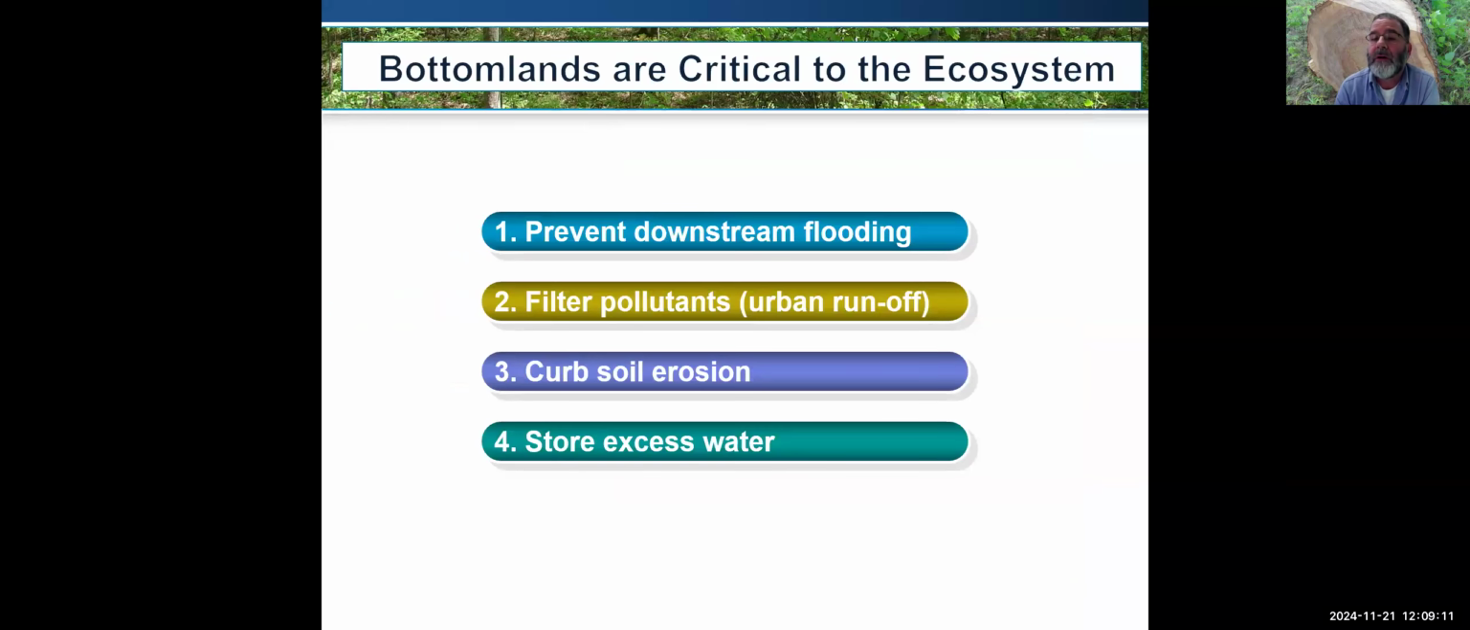Well, bottomlands, of course, are critical to all of the ecosystem and all society. A number of benefits. Of course, they prevent downstream flooding. Just the fact that the trees are there are allowing some of that water to be slowed down and absorbed. Of course, they filter pollutants. This is particularly important as you get near urban areas where we're at in Jackson. All kinds of pollutants can be found on the streets and so forth that eventually run off into these bottomland areas. Of course, they curb soil erosion. They store excess water in the process and then gradually release it for the benefit of wildlife and the ecosystem.